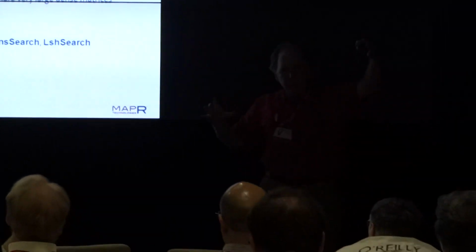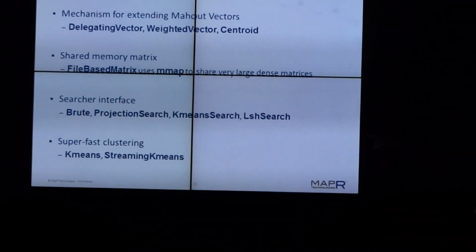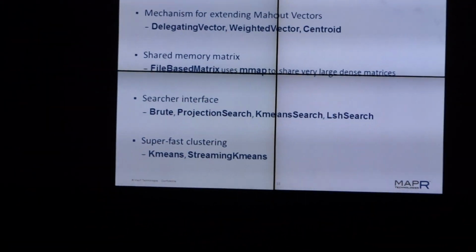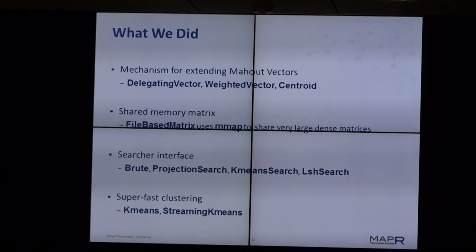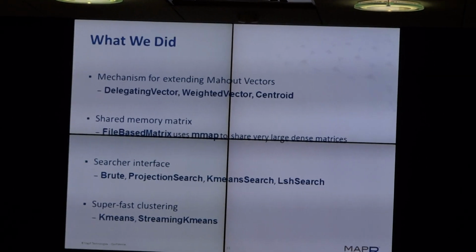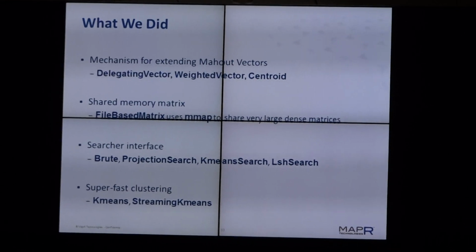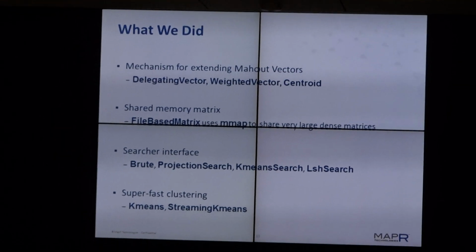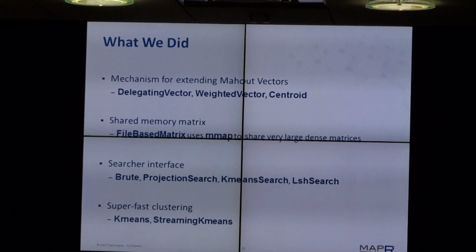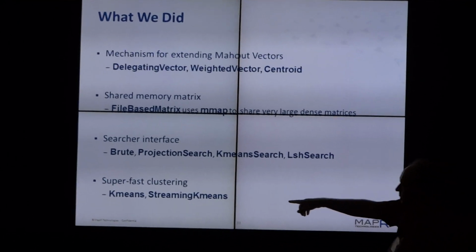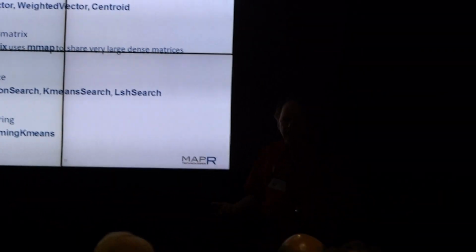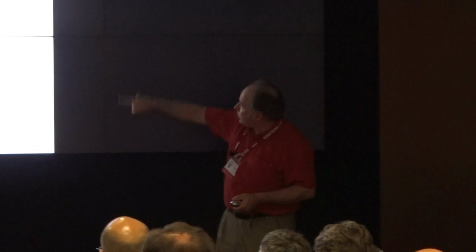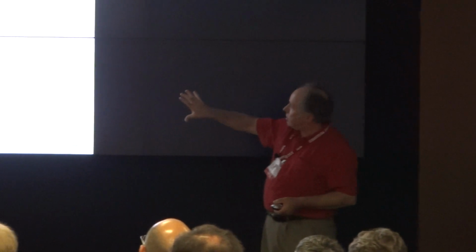K-means search depends on a k-means clustering, and it searches nearby clusters and then does brute force or projection search inside those. LSH is locality sensitive hashing that uses a hash which allows XOR to give us an approximation of distance, which then lets us only do the real floating point math on things that are almost certainly close. And then some very fast clustering algorithms. K-means, again, is a reference, but streaming k-means is the heart of this fast algorithm that I'm going to talk about.